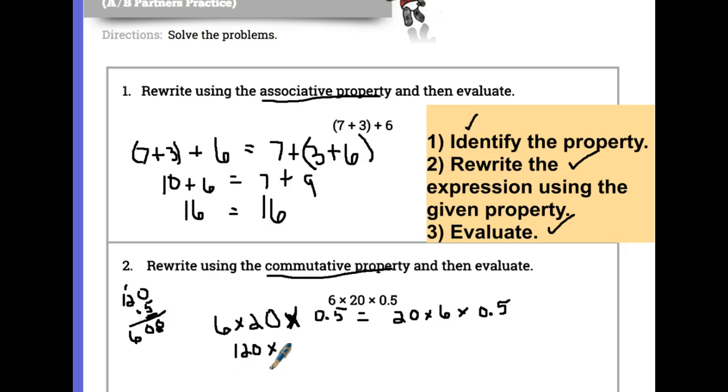Now, I'm also going to think about another way of thinking about the 5/10. Another way to write 5/10 is 1/2. Okay? And if I take half of 120, I'm going to get 60.